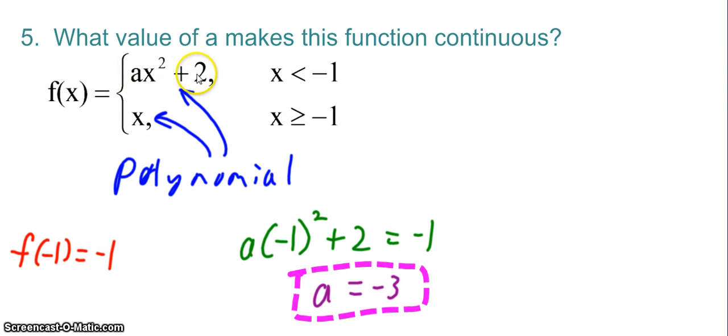And then I need to make this other piece have that same value. So if that happens, then the limit will exist, the limit will equal the value, so I'll meet my requirements. So I do a times -1 squared plus 2 equals -1. And again, this -1 here is because that's what the function equaled. This -1 is because that's what I'm plugging in. So when I solve that, I get a equals -3. So if a is -3, this piecewise function will be continuous.